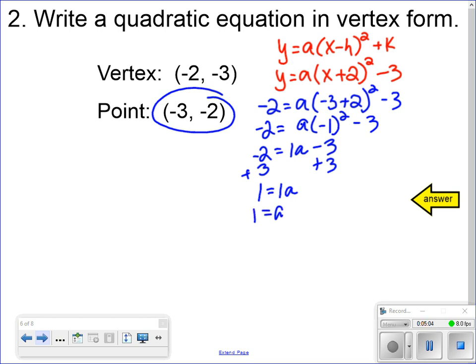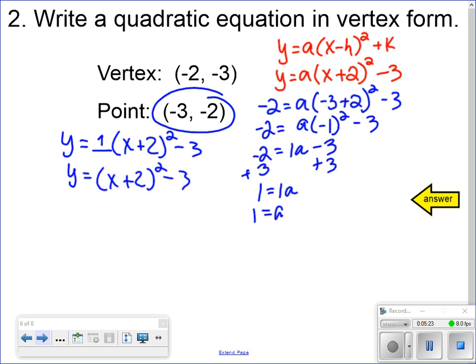Okay, so now that I know that, I can rewrite my vertex form. So y equals, the only thing I need to put in is the 1, (x plus 2) squared minus 3. Again, I don't necessarily need to write the 1. So I can just write y equals (x plus 2) squared minus 3.